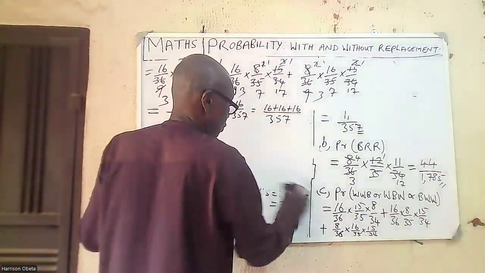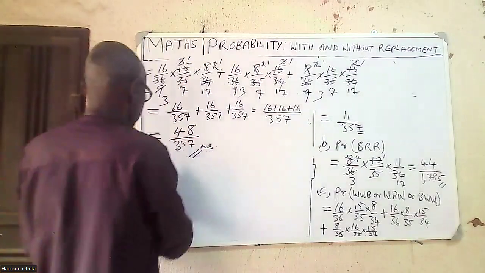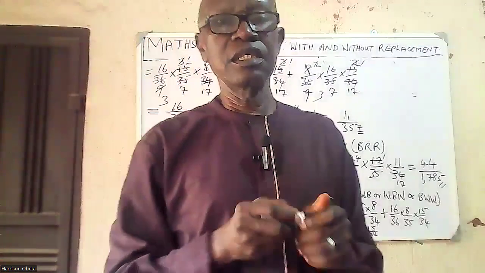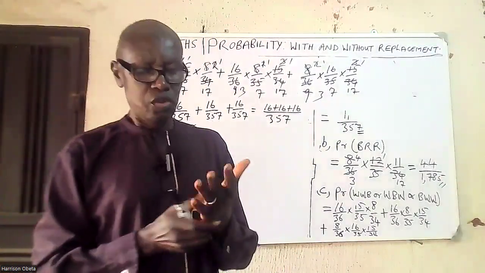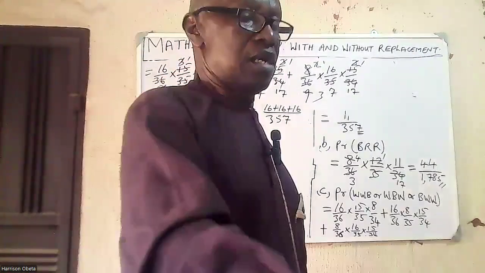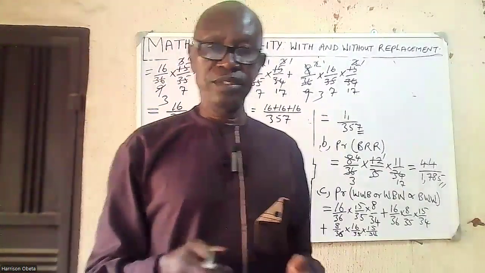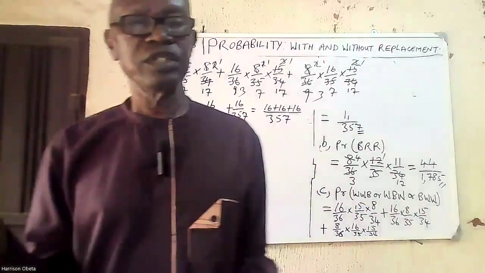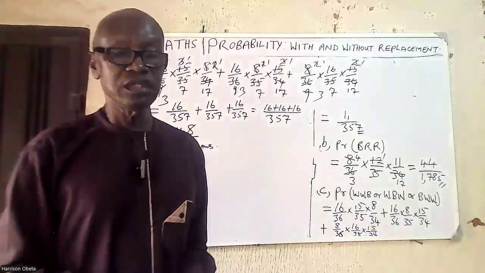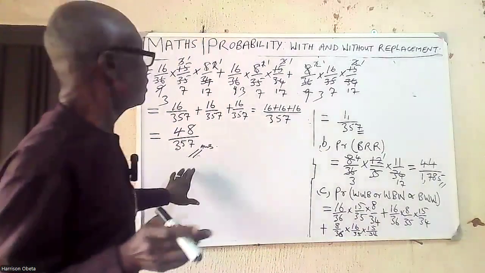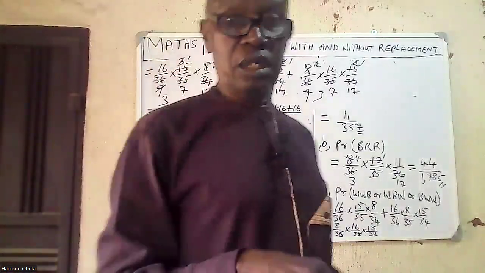So one thing is the difference between with and without replacement. With replacement, you are picking and returning the number you have picked. But without replacement, you are picking and you are removing. The total number is reducing, and the particular color is also reducing. So that's the difference between this and the first one.